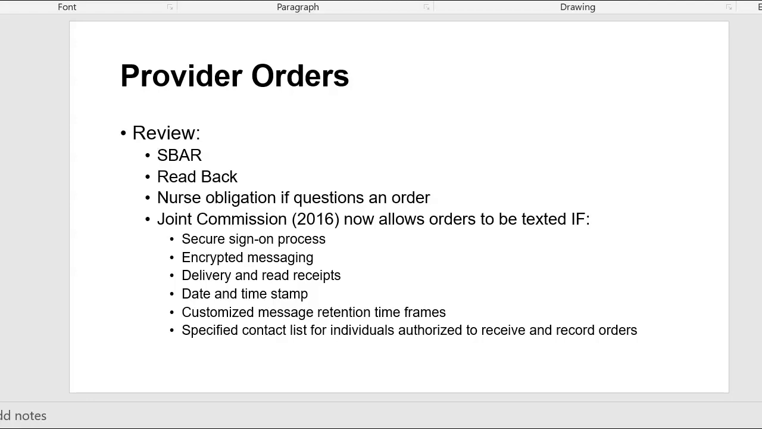There is now texting allowed, although I'm not sure if all of our facilities are doing this yet. And the Joint Commission says that's okay as long as it is secure, that there's some way to know who sent the text and who received it, that there's a timestamp, and just really a specified list of people who can give and receive those orders through text.